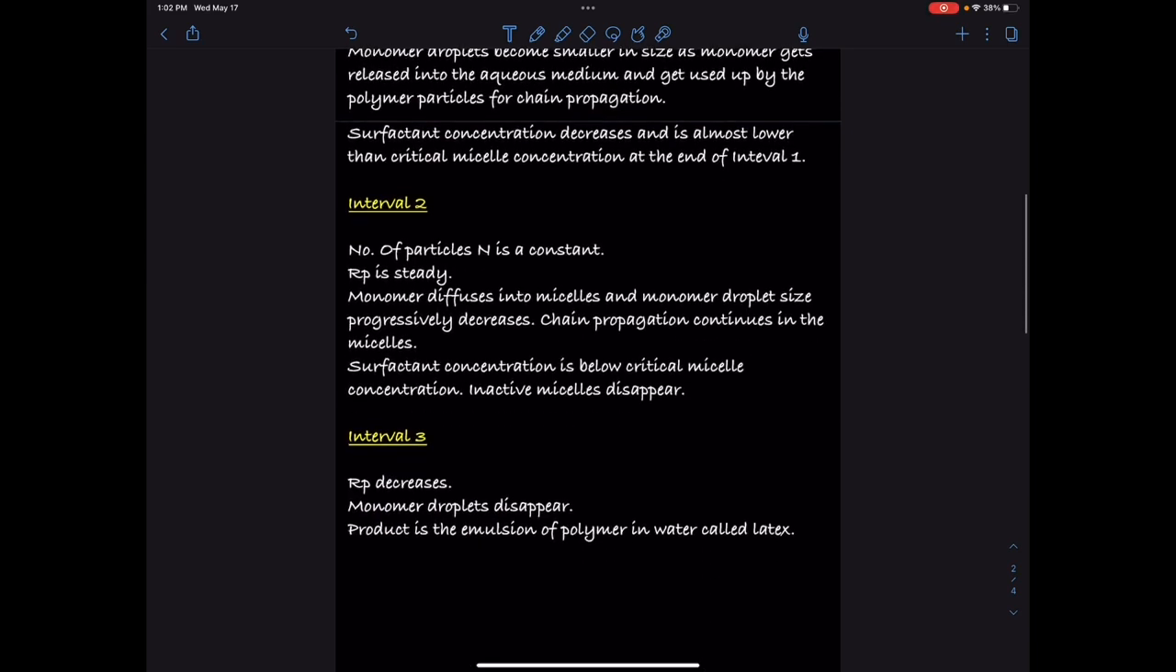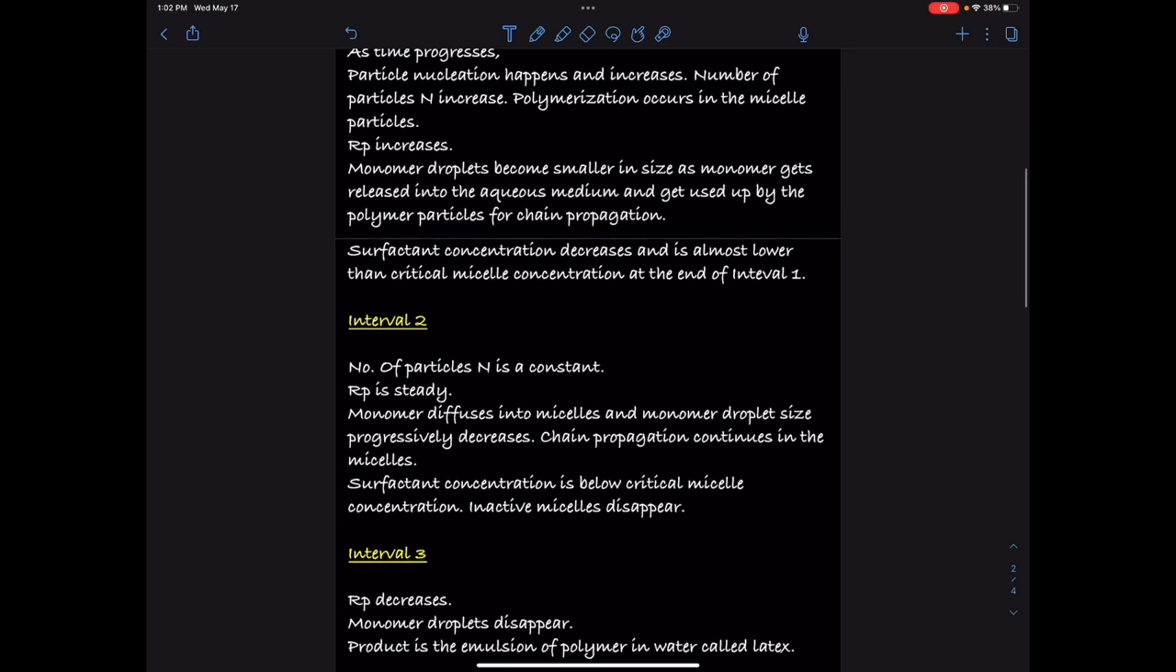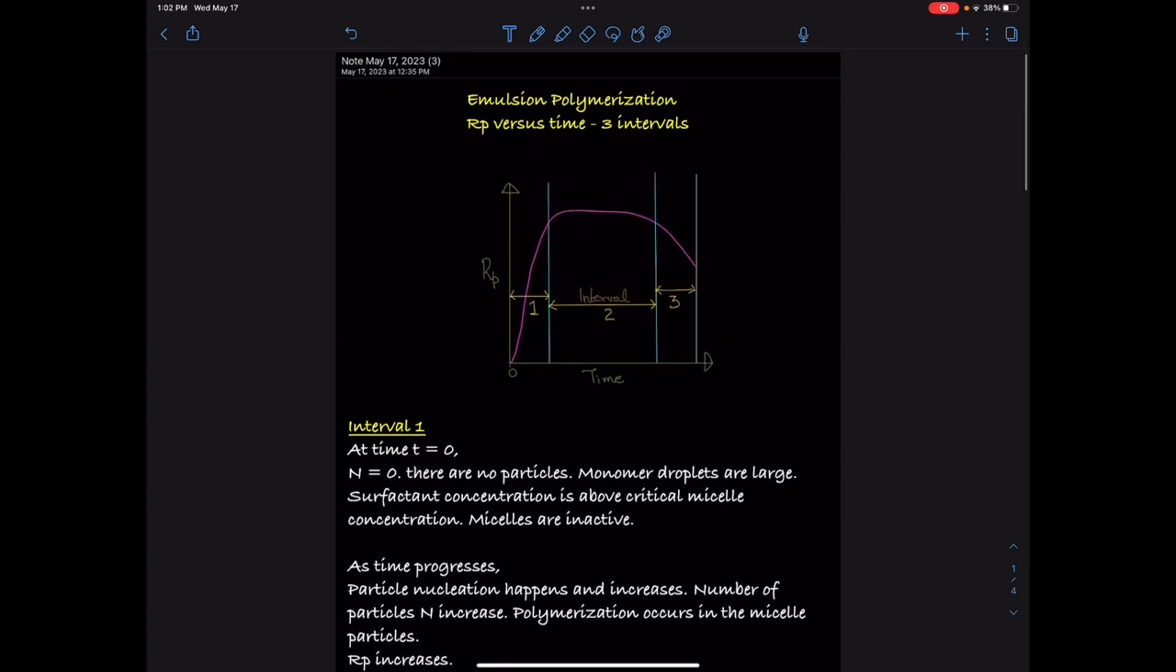When we come to interval 3, the rate of polymerization decreases. Monomer droplets disappear, and we have the product, which is the emulsion of polymer in water, also called latex.